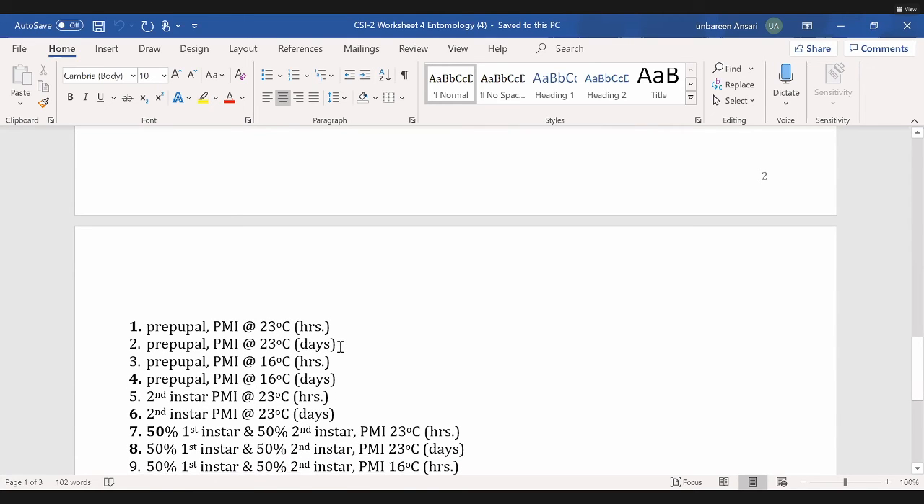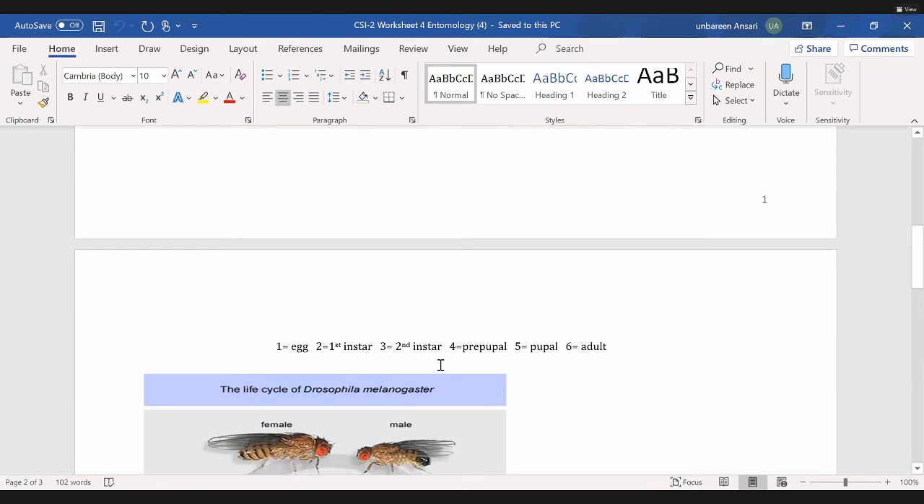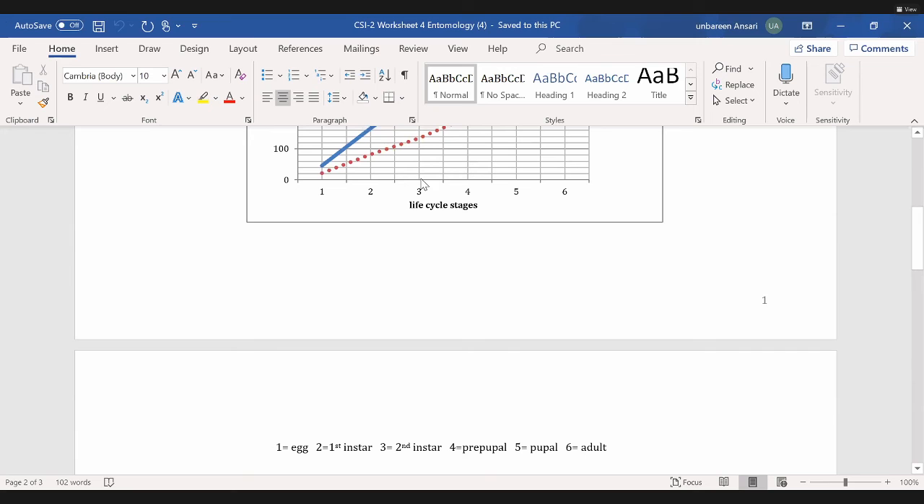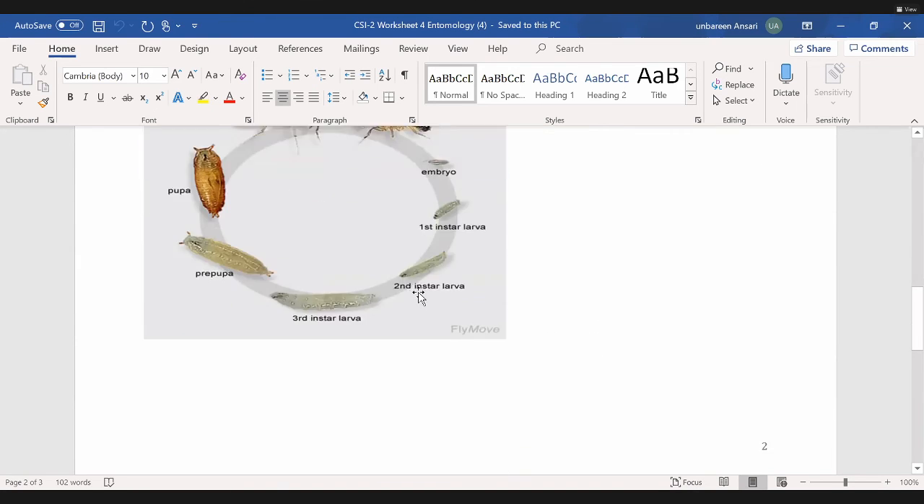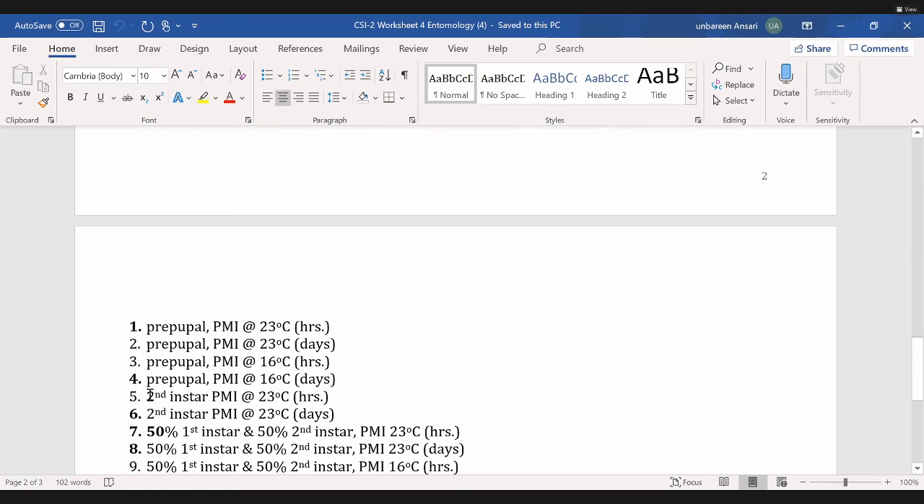How many days? How do you calculate 200 hours into days? Divide by 24, right? That should give you the answer. The second one is similar. You're looking at the 16 degree one, so you'll be looking at the solid blue line. Then let's do second instar, postmortem interval. When does a second instar show up at 23 degrees centigrade? So second instar is number 3, correct? Second instar is number 3. And what was the temperature? Second instar at 23 degrees centigrade.